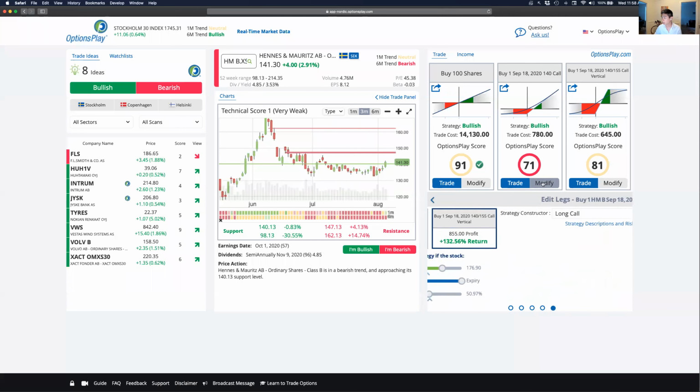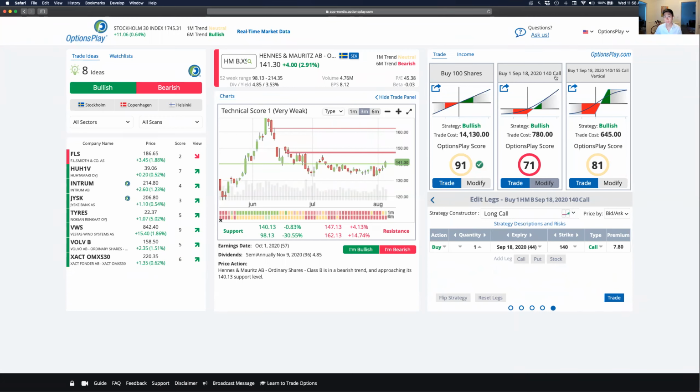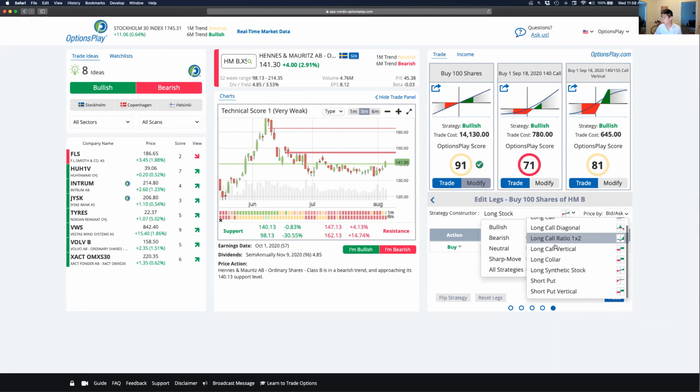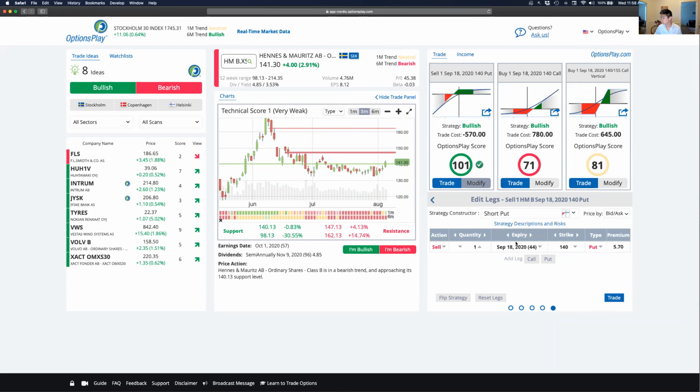And depending on how far you think H&M is going to move to the upside, what you can use is this tool to compare buying, let's say, a September 140 call versus, let's say, selling a 140 put. So here, I can buy a September 140 call and pay 780 crowns, or I can sell a September 140 put and collect 570 crowns. So as you can see, those are the two strategies we looked at before, right? This is a call option. That's the payoff graph of a call option, and this is the payoff graph of a put option.